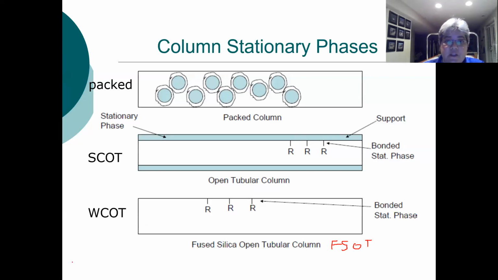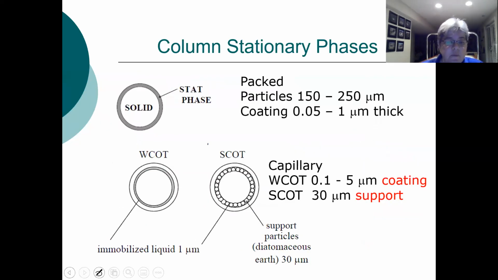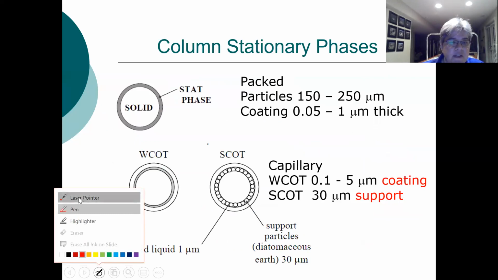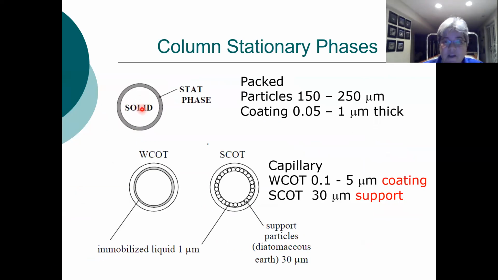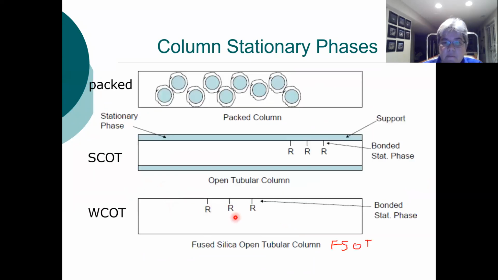The difference between these three columns. A couple other pictures to, again, help you understand. So the packed, you have this solid support and then a thin film of stationary phase. And you can see the sizes here. Okay, the wall, we just put the stationary phase directly on the wall, like we see here.